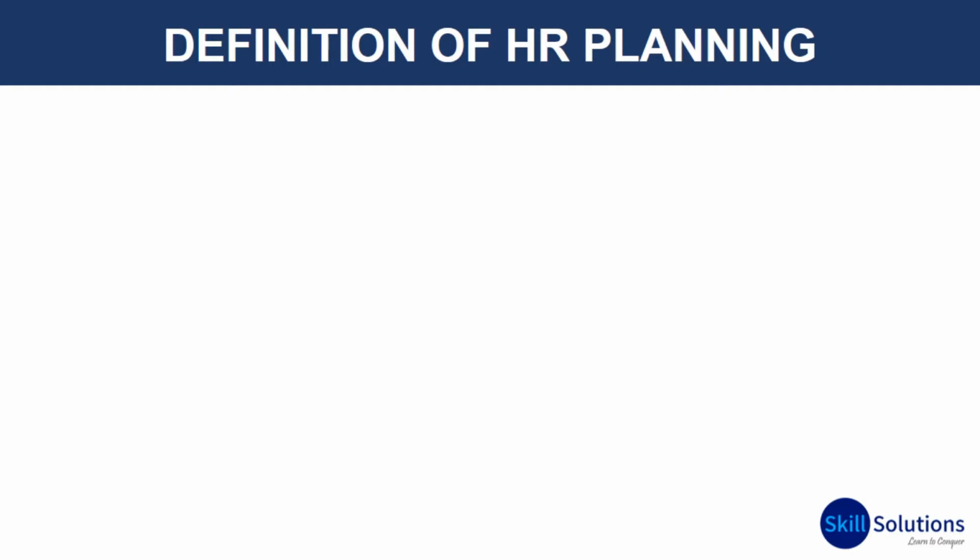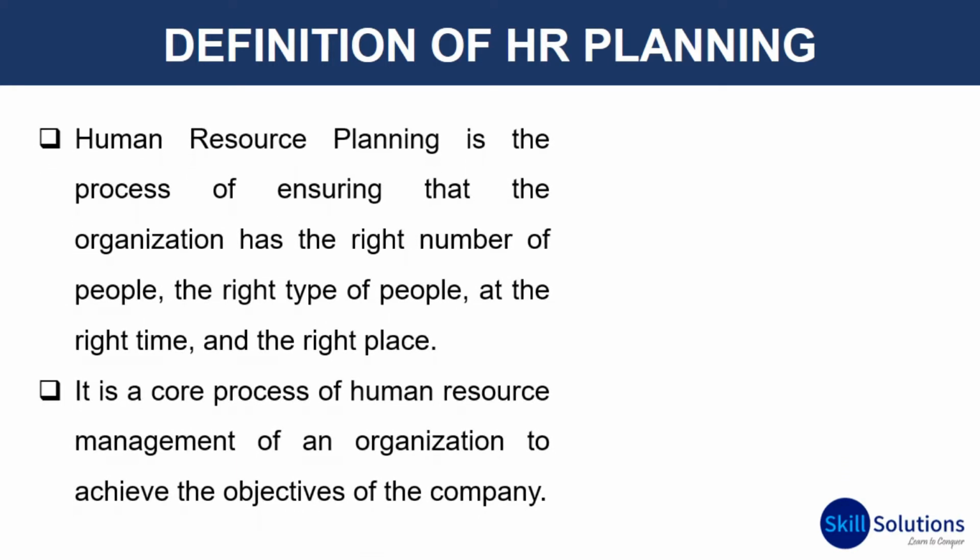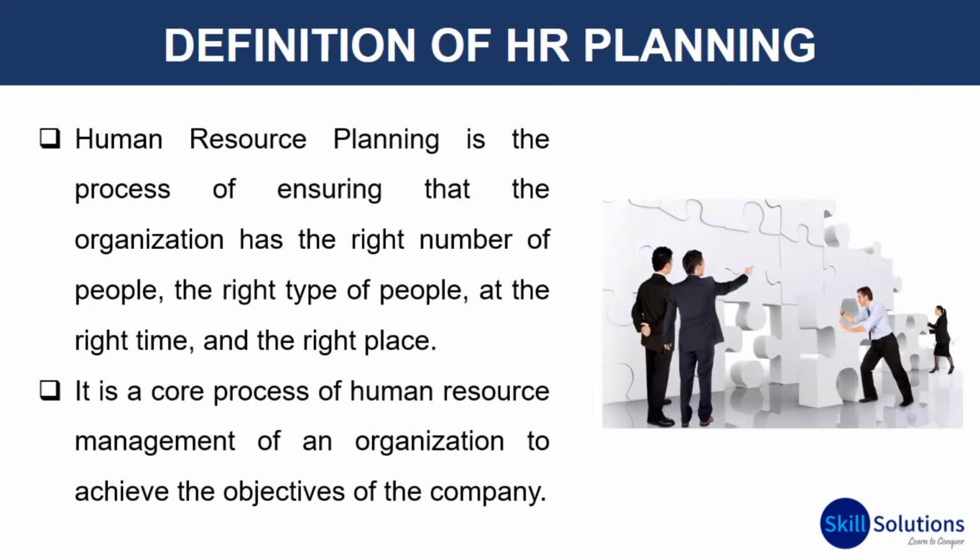Definition of HR planning. Human resource planning is the process of ensuring that the organization has the right number of people, the right type of people, at the right time, at the right place. It is the core process of human resource management of an organization to achieve the objectives of the company.